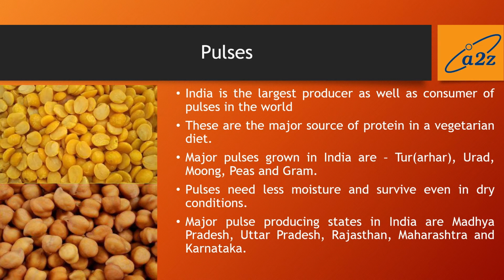Pulses need less moisture and survive even in dry conditions. Major pulse producing states in India are Madhya Pradesh, Uttar Pradesh, Rajasthan, Maharashtra and Karnataka.